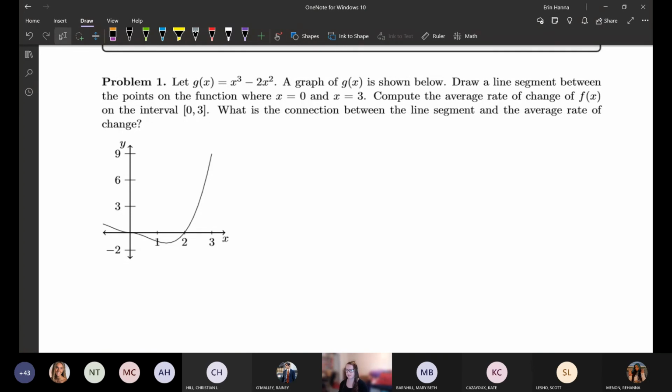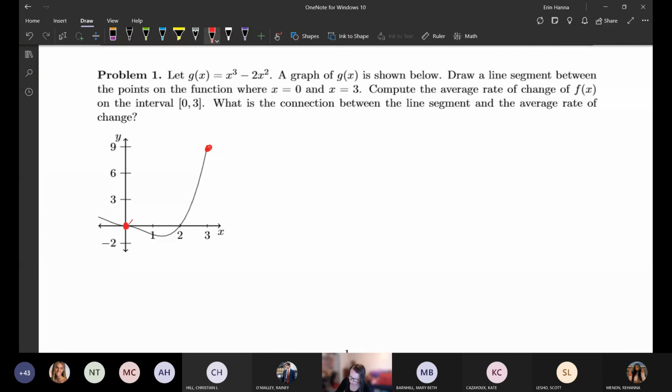So we're gonna try to move along a little bit here. So what are we looking at? We're looking at this function g, x cubed minus 2x squared. Its graph is shown here. We're going to draw a line segment between the points on the function where x equals 0 and x equals 3. And then we're going to compute the average rate of change between that. So if I go ahead and plop 2 points on here at 0 and at 3, and I draw the line between them. So I've got the line between those two.